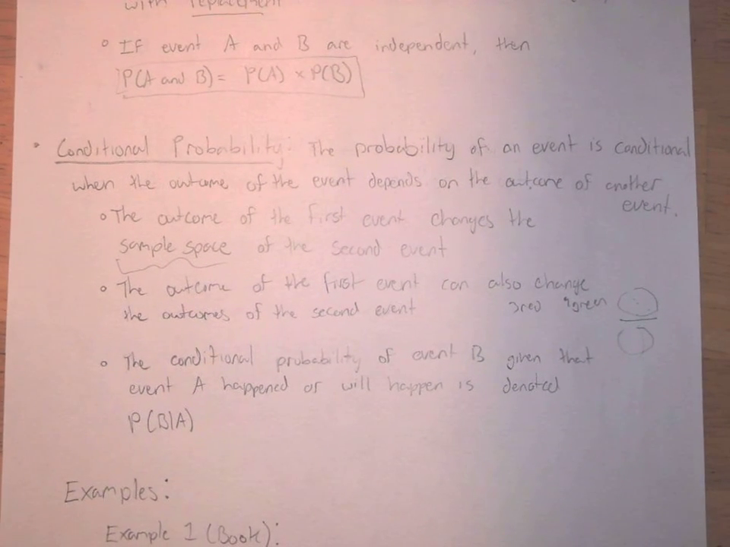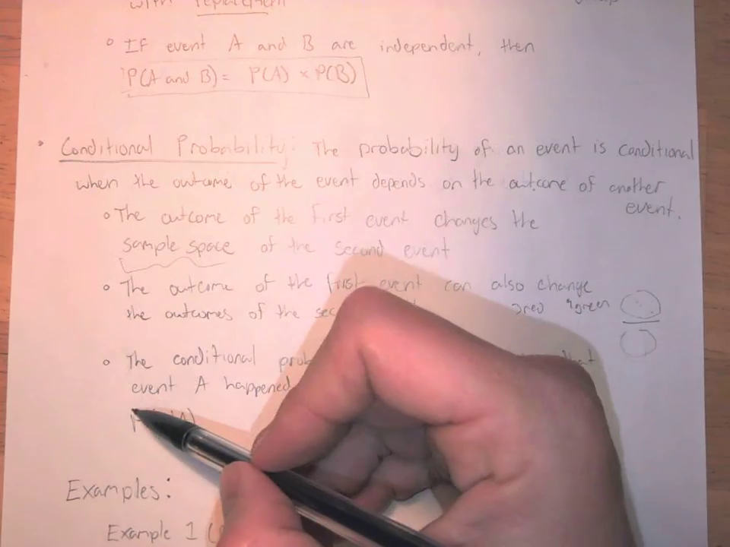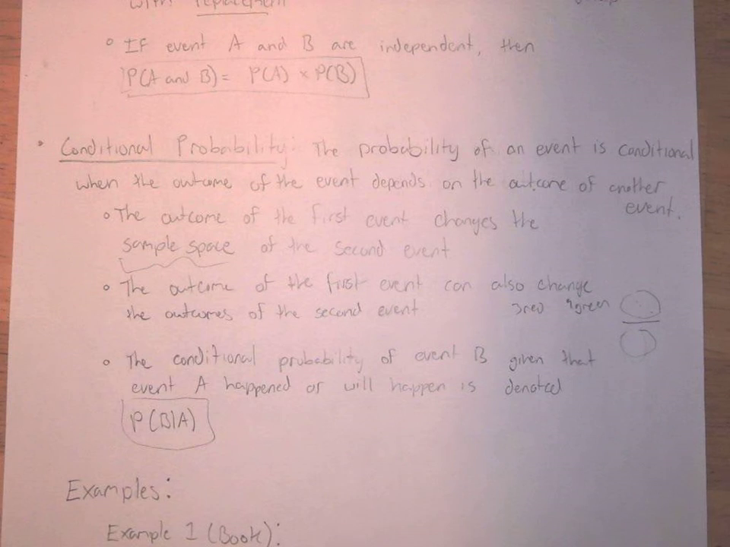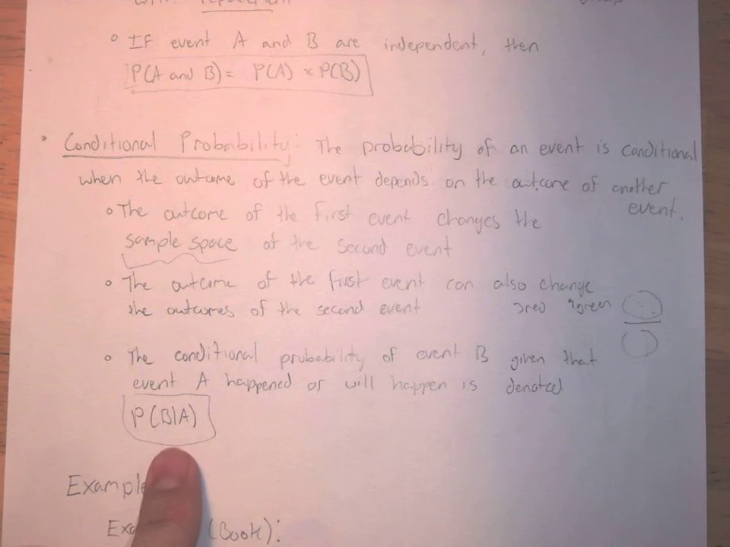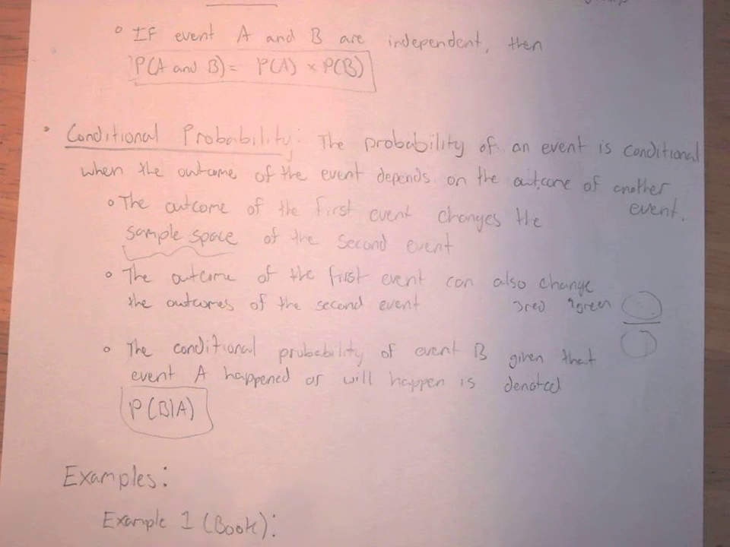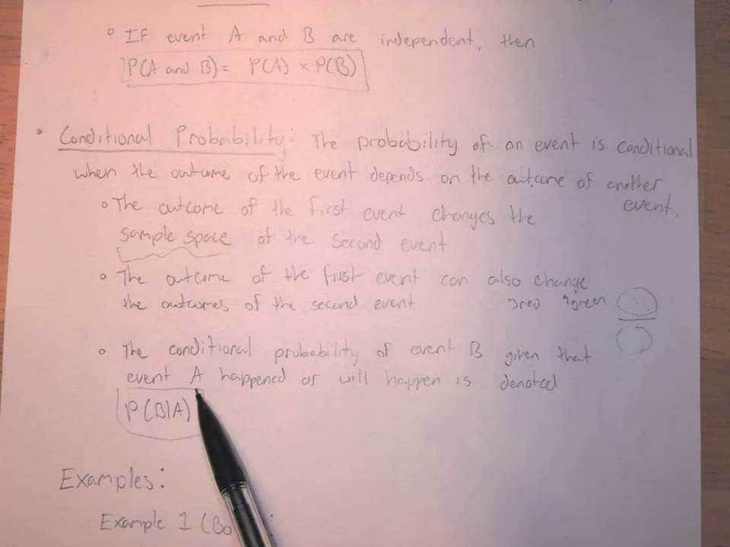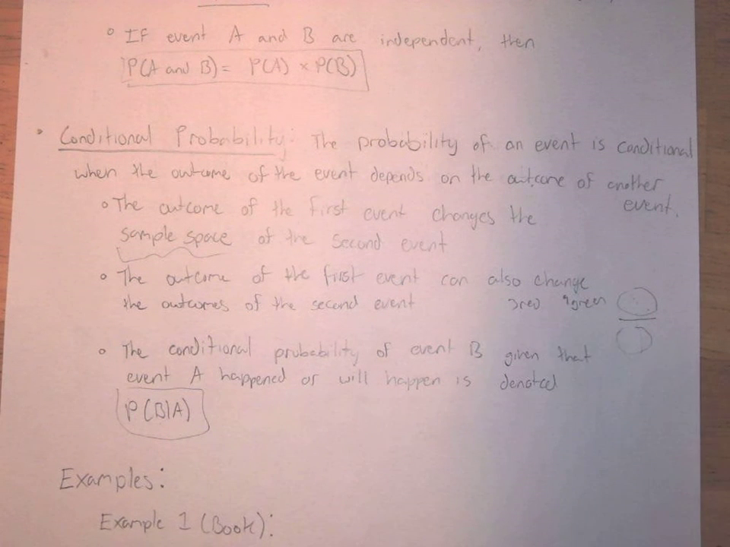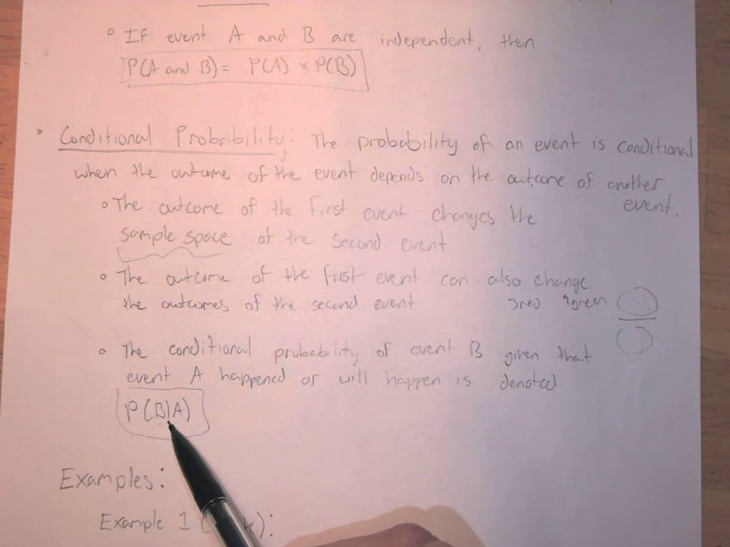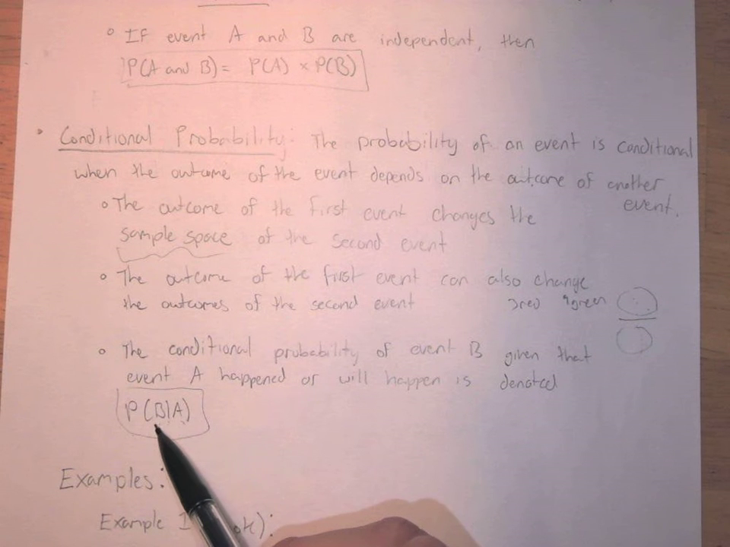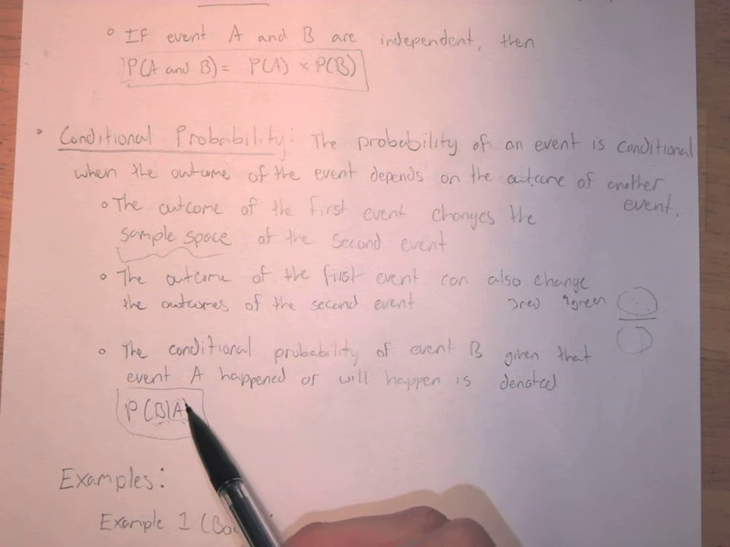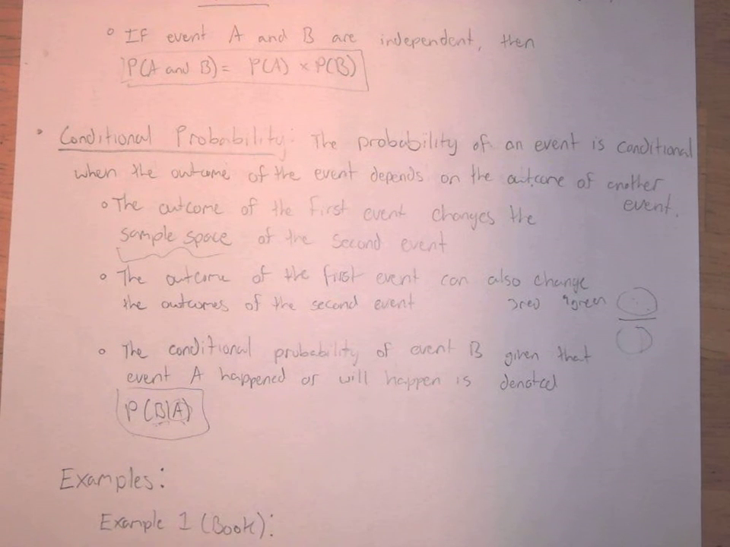Okay, this is some notation right here. When you have a conditional probability, it looks like this. This is the conditional probability of an event B given that A happened, or assuming that A happened. So this is the probability of B assuming A, or the probability of B given A, or the probability of B assuming that this thing already happened. That's just some notation that you need to know. This is how you represent a conditional probability.